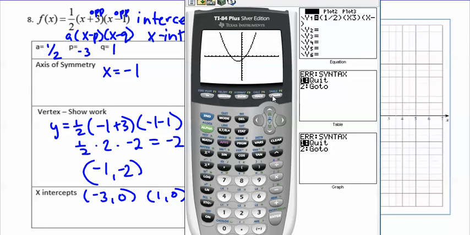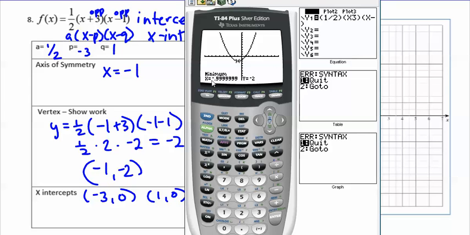Let's graph it, and we can calculate the minimum value here. So you can press second, and calculate is above the trace, and we wanted that minimum value, which is 3. It asks you to go to the left of the minimum, so you move to the left of the minimum, press enter, and it asks you to go to the right of the minimum. So you go to the right of the minimum and press enter, and it asks you to guess, so you just move close to the minimum and press enter, and then it gives you the exact coordinates.